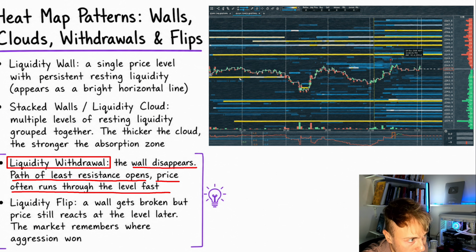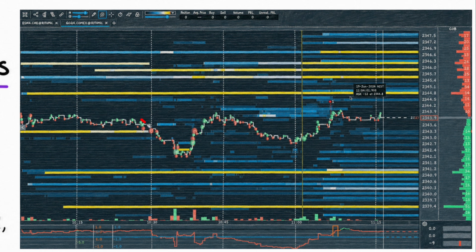So remember when the price broke through and ate up this liquidity wall right here, this is not really a liquidity withdrawal, because this is a scenario when the price actually ate up the liquidity. The liquidity withdrawal is when we see the liquidity just disappearing.